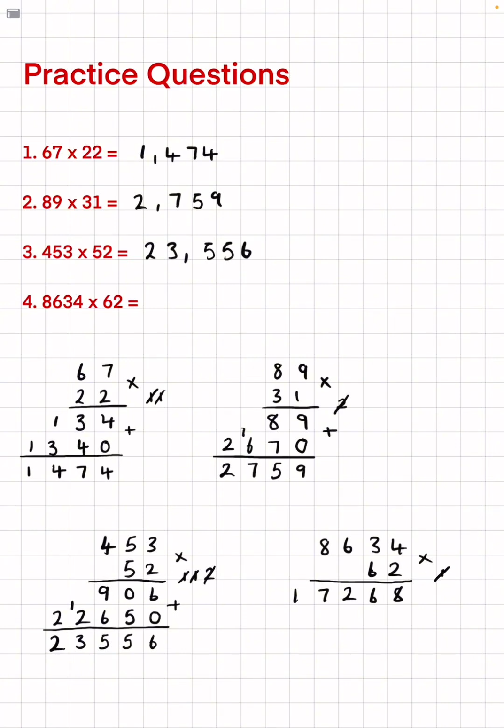Instead of doing 60 multiplied by 4, we're going to put the 0 here and do 6 times 4, which is 24. We put the 4 down, carry the 2. 6 times 3 is 18. Add 2 is 20. So we put the 0 down and carry the 2. 6 times 6 is 36. Add 2 is 38. We put the 8 down and carry the 3. 6 times 8 is 48. Add 3 is 51.